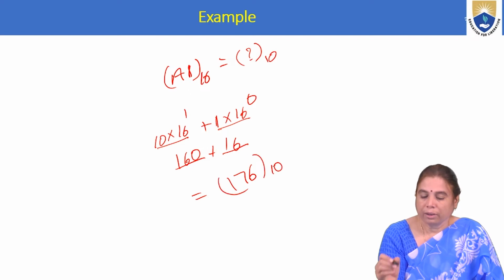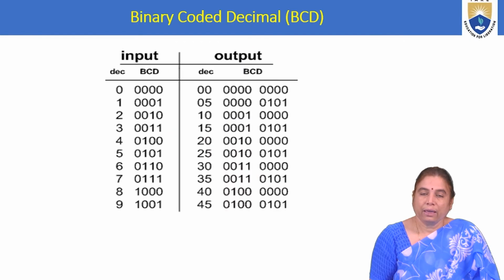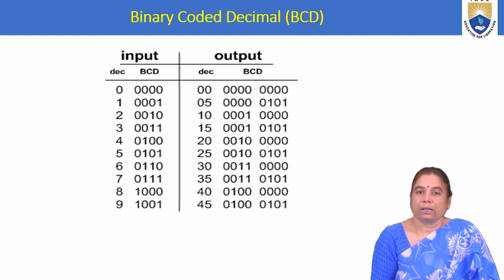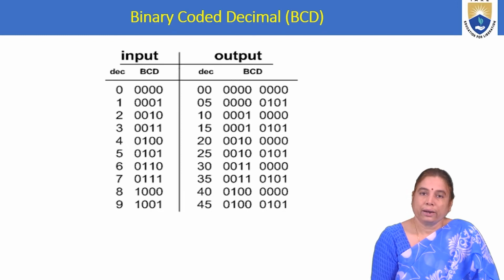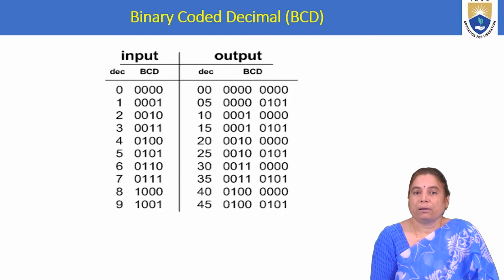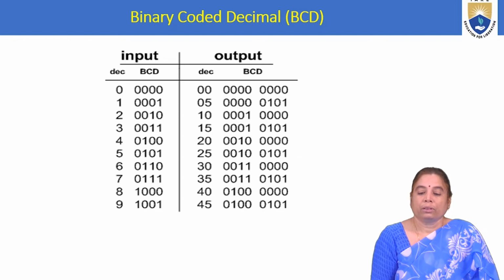So this is the decimal equivalent of the hexadecimal number. In this way, we can convert values from one number system to another number system. What is the binary coded decimal? It is another means of representing numbers. Not only the number systems decimal, hexadecimal, binary and octal, but with binary coded decimal also, the numbers can be represented.